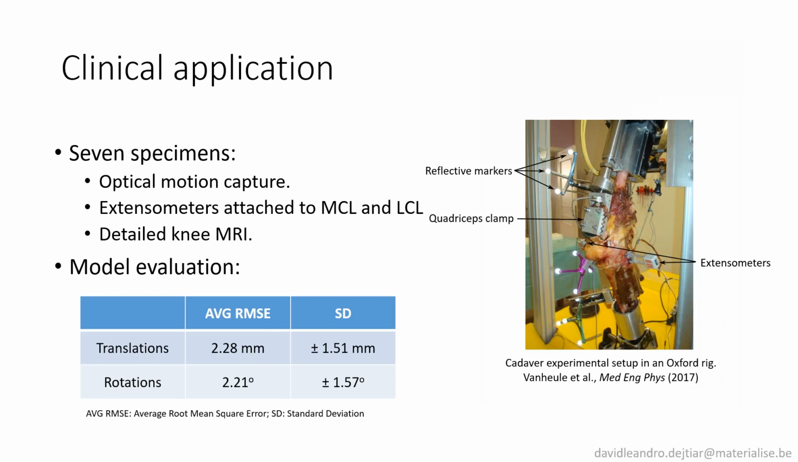We evaluated the model against optical motion capture for 7 specimens. The experiments also recorded ligament strains at the lateral collateral and medial collateral ligaments, although we are not using that right now. And as previously, the models are based on detailed magnetic resonance images of the knee that we recorded with the same protocol. The evaluation of the model with the recorded kinematics resulted in average root mean square errors of 2.28 millimeters for translations and 2.21 degrees for rotations.